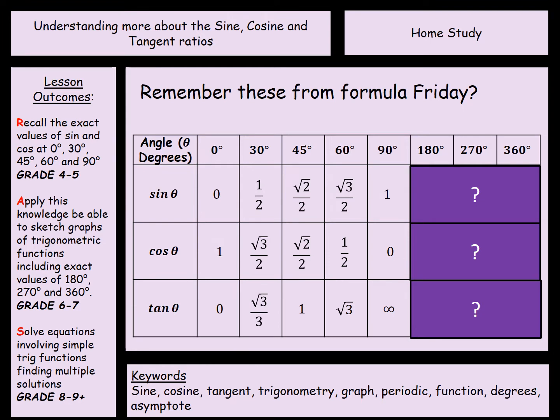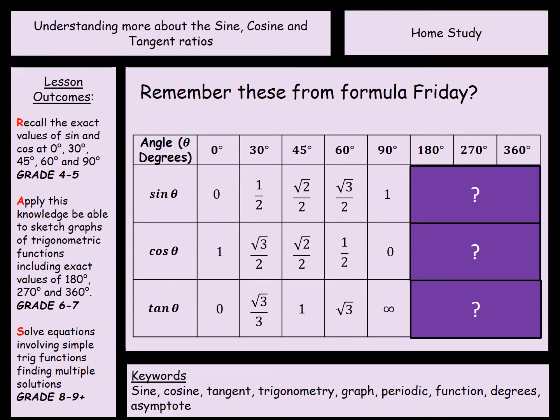Now you might remember some of these values from Formula Friday. We've got these sine values, 0, a half, root 2 over 2 and so on, and these are all increasing. It might not be obvious straight away, but these are all over 2. 1 is smaller than root 2 and root 2 smaller than root 3. These are all increasing from 0 up to 1. You'll notice that the values of cos are exactly the same as sine but going down the other way. And tan seems to do something different. It starts at 0 and goes up to infinity. And this is only between 0, 30, 45, 60 and 90 degrees.